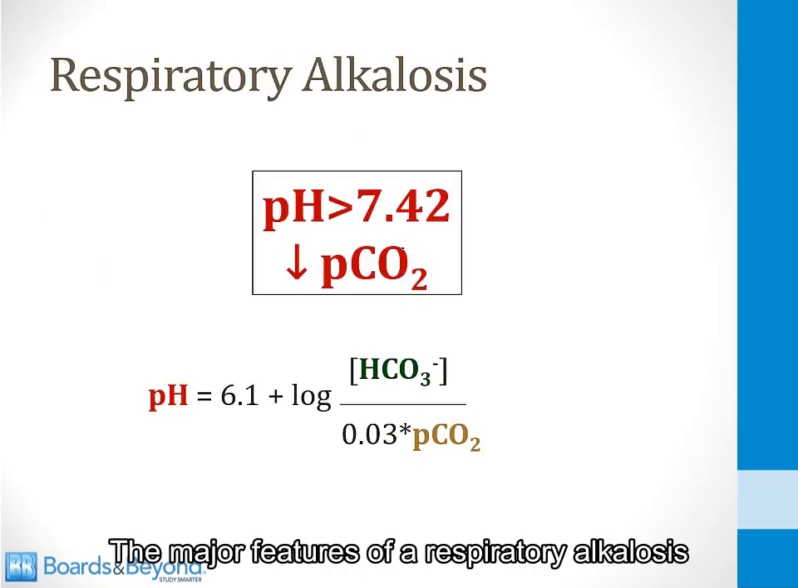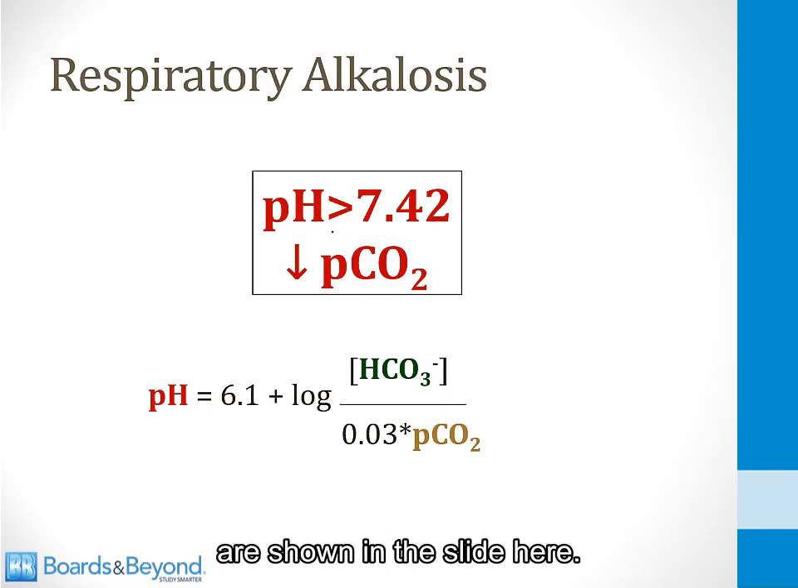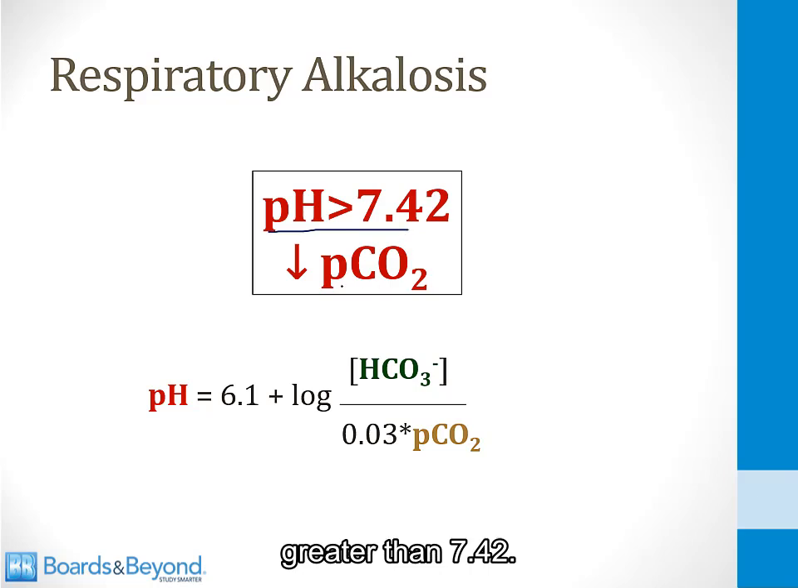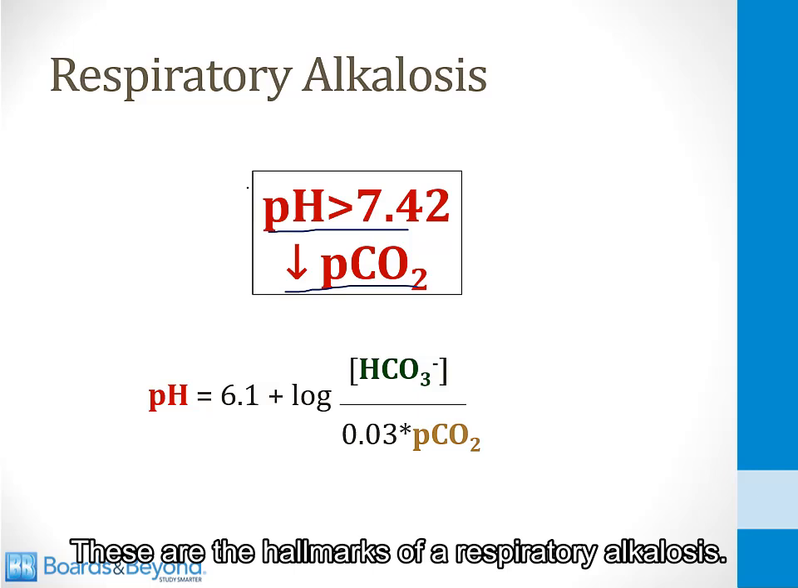The major features of a respiratory alkalosis are shown on the slide here. The pH will be elevated above the normal range, greater than 7.42, and the PCO2 will be low. These are the hallmarks of a respiratory alkalosis.